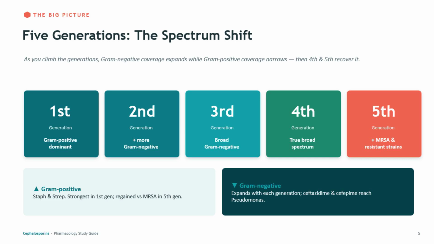Two drugs to flag here, ceftazidime and cefepime. Both reach Pseudomonas. If you remember nothing else from this slide, remember the seesaw, gram-positive strong at the bottom and gram-negative reach at the top, and balance restored at the very top.